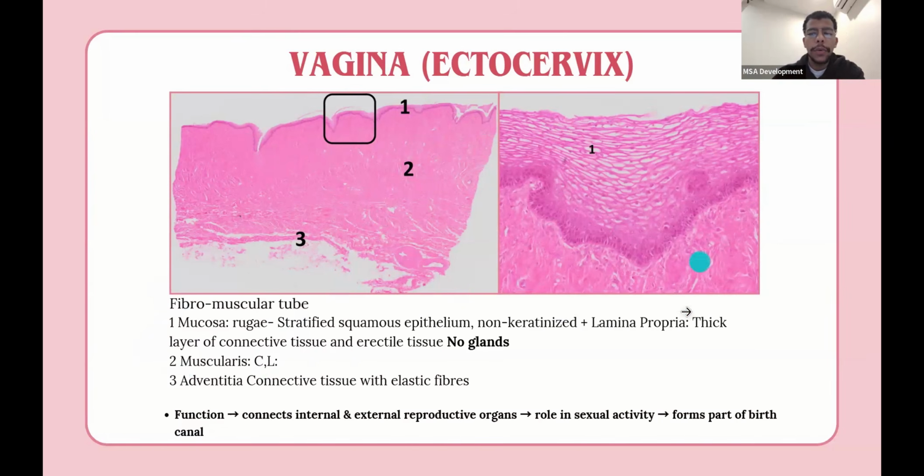There's not much to it, honestly. It's part of the birth canal, of course, like the entire thing. And as I mentioned earlier, you can't see glands here. It's stratified squamous epithelium.